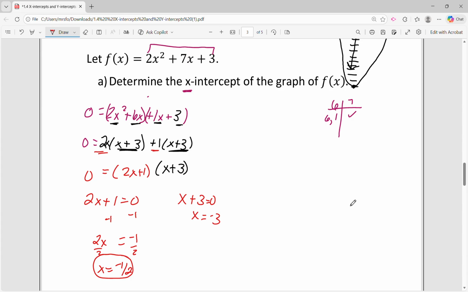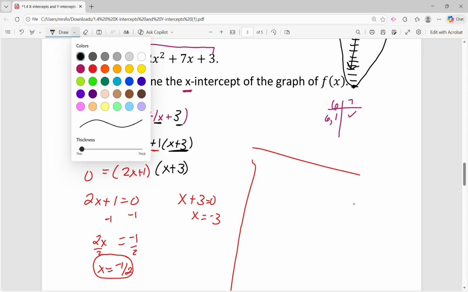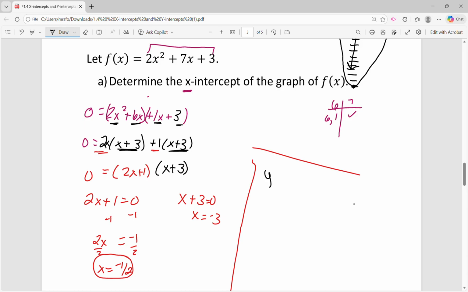It doesn't determine the y-intercept. I'm going to do it on the same page here. So the y-intercept, to find the y-intercept, we would just replace the x's with 0.